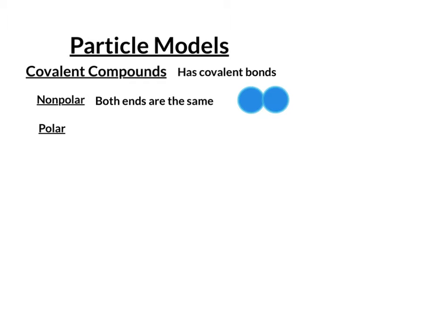A polar compound will have two different ends, so we're going to model that with two different colored balls, and I'm going to show it with a delta positive and a delta negative to show that they are a partial positive and partial negative on the molecule. We're going to draw an arrow above it to show which way the polarity goes. The positive part is on the more positive part of the compound, and the negative part is on the more negative part of the compound.